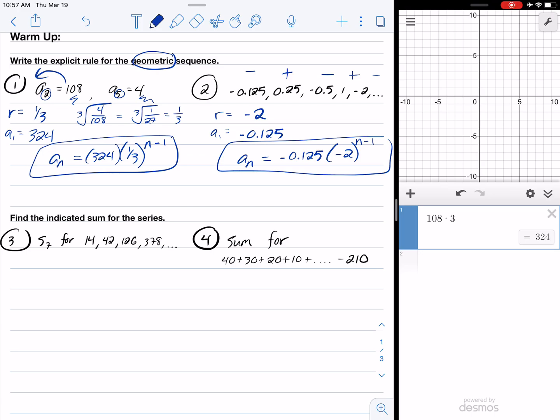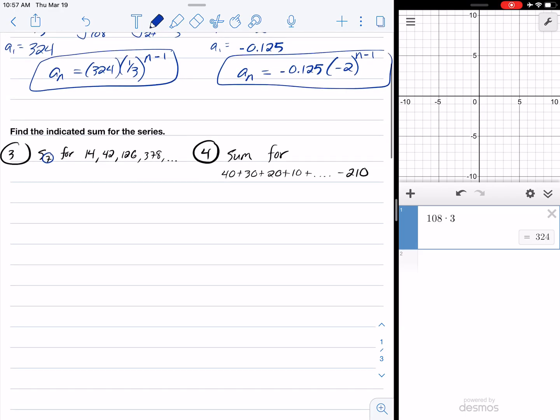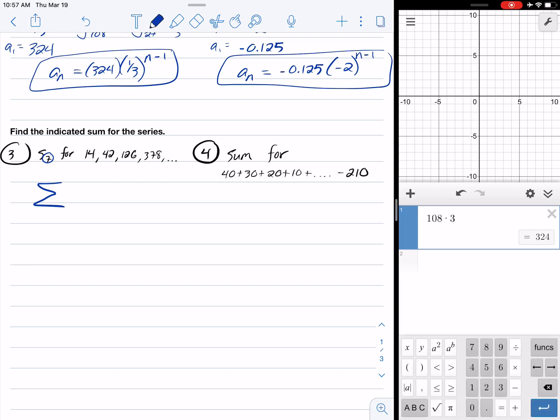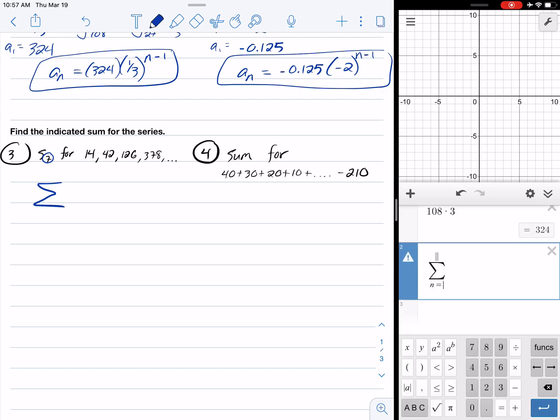Okay, last 2, these were series. Number 3 was asking for the partial sum of the first 7 terms in this sequence. And then number 4, finding the sum from 40 all the way down to -210. So for number 3, all of these I would just put into sigma notation and punch into your calculator. Remember to get there on Desmos, function, miscellaneous. There's your sigma.